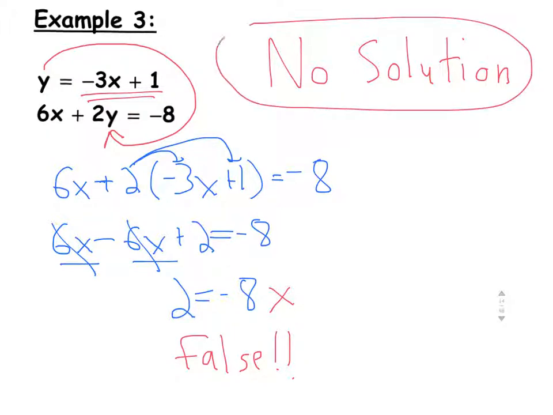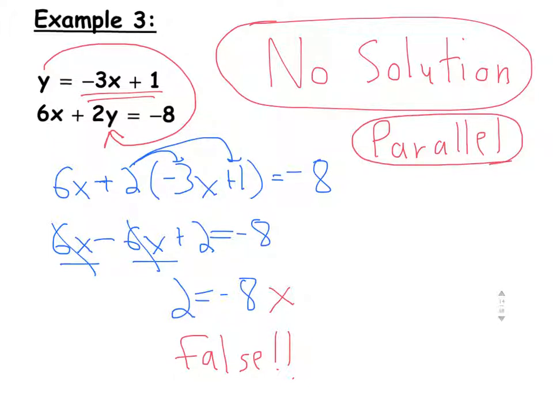Now, hopefully you guys will recall that no solution means the two lines are parallel. If I took the second equation and solved it for y, it would have the same slope as the first line, negative 3, but the y-intercept would not be 1, which would mean that the lines don't intersect, right? Parallel lines don't intersect. That's why I get this false statement, 2 equals negative 8, which gives me no solution. So that's our first special case.